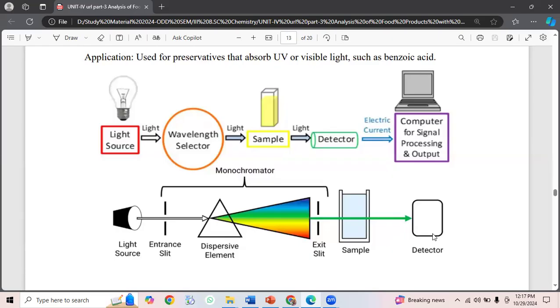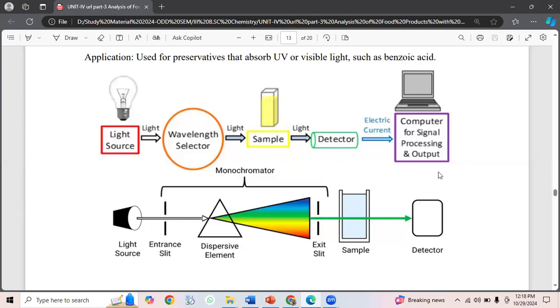After that, we undergo data analysis using Beer-Lambert's law: A equals epsilon C L. A is the absorbance, epsilon is the molar absorptivity, C is the concentration of the sample, and L is the path length of the light through the sample. The concentration of the sample can be determined using Beer-Lambert's law. A calibration curve may also be prepared for more precise concentration measurements.